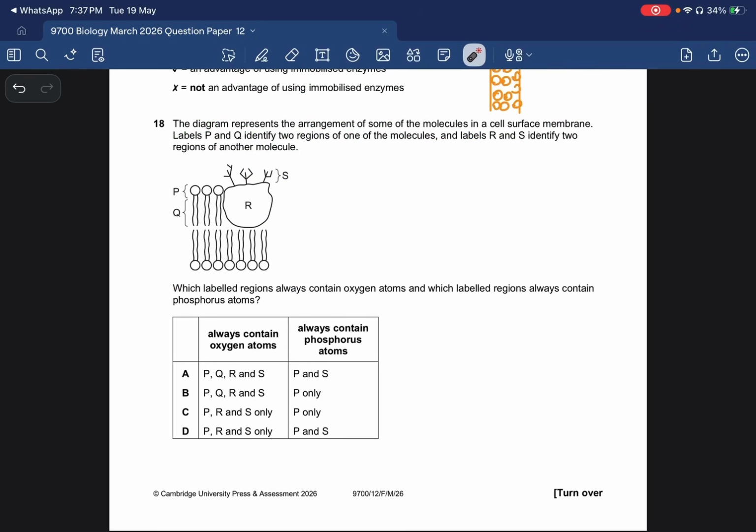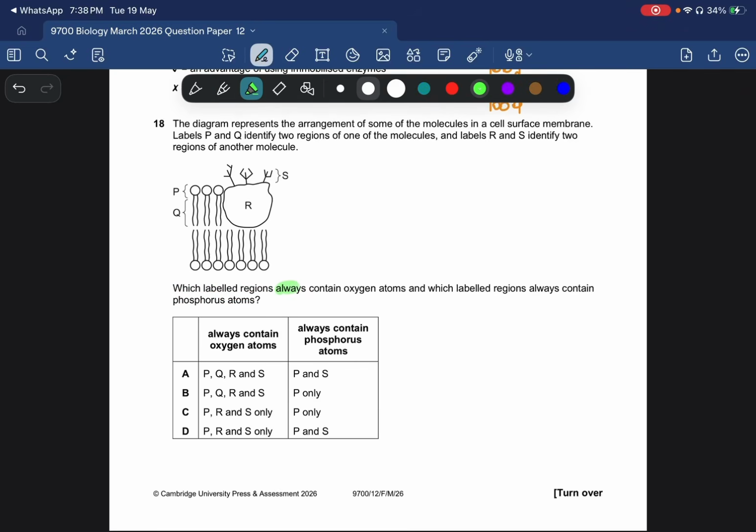Question 18. The diagram represents the arrangement of some of the molecules inside of a cell surface membrane. Labels P and Q identify two regions of one of the molecules. Okay, this is obviously a phospholipid molecule, and labels R and S identify two regions of another molecule. This is probably a glycoprotein or a glycolipid. Which labeled regions always, this is important, the word always, contain oxygen, and which labeled regions always contain phosphorus?